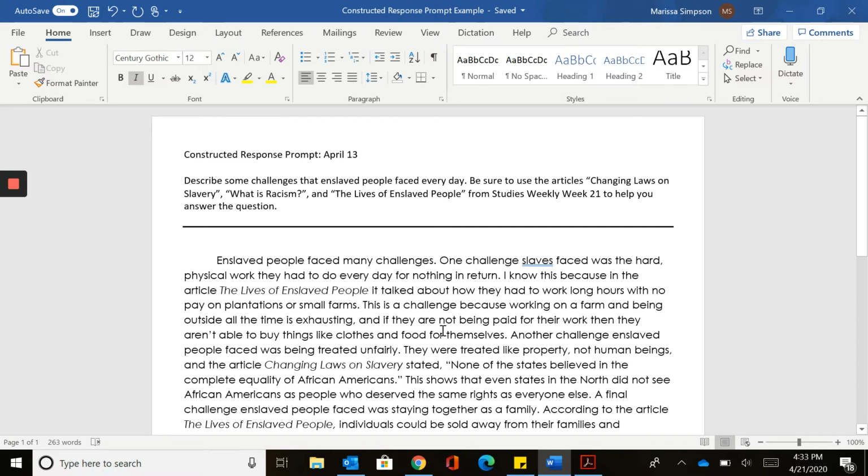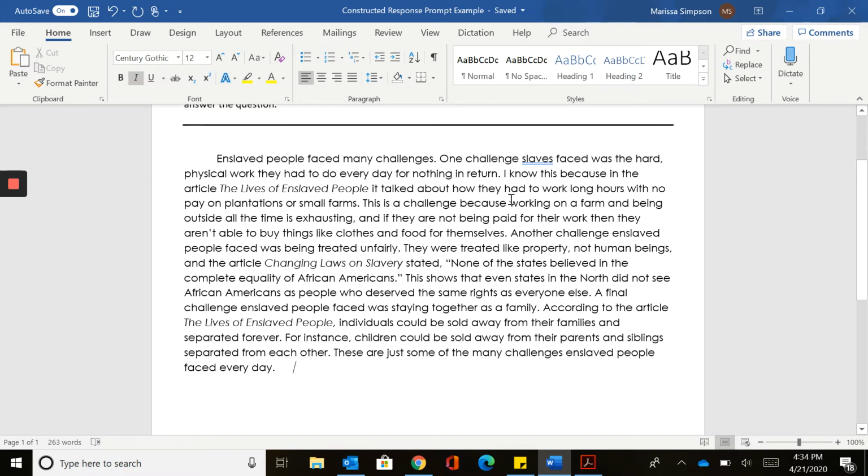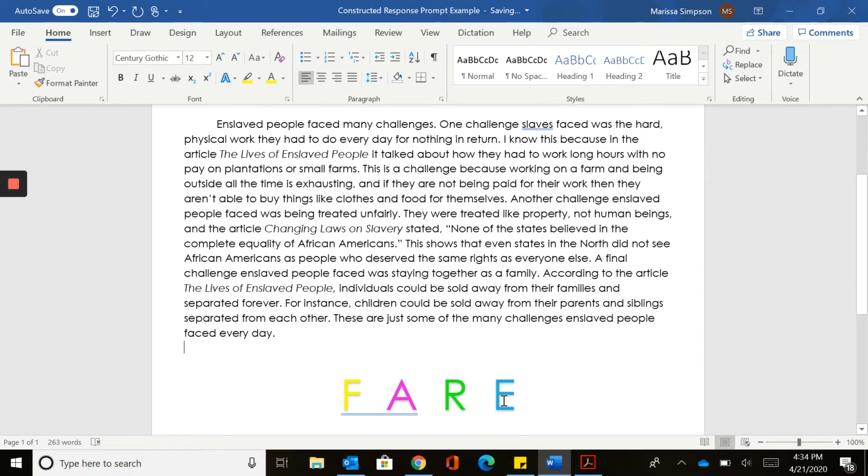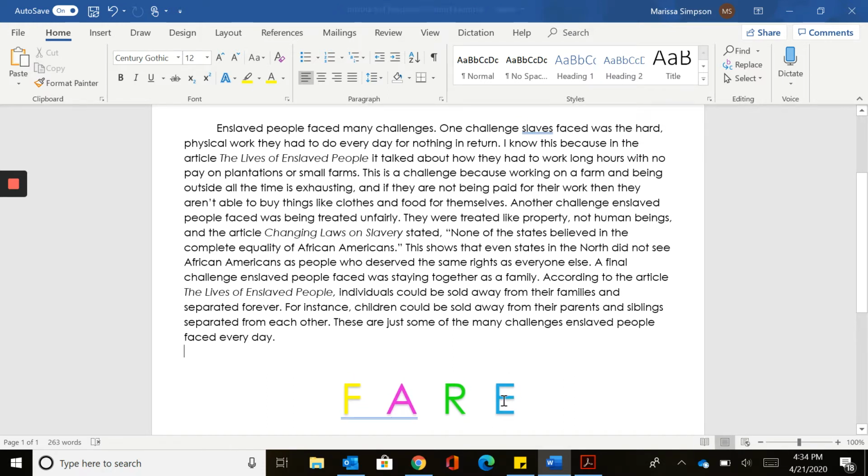So this is the prompt from last week that said, describe some challenges that enslaved people faced every day. Be sure to use the articles Changing Laws on Slavery, What is Racism, and The Lives of Enslaved People from Studies Weekly, week 21, to help you answer the question. So that is the prompt that you are working on. And down here, I just kind of have the FAIR strategy typed out to remind myself. And as I'm reading through my answer, I am going to highlight where I flipped the question in yellow, where I'm answering the question in purple, where I'm referring to the text in green, and where I'm explaining in blue.